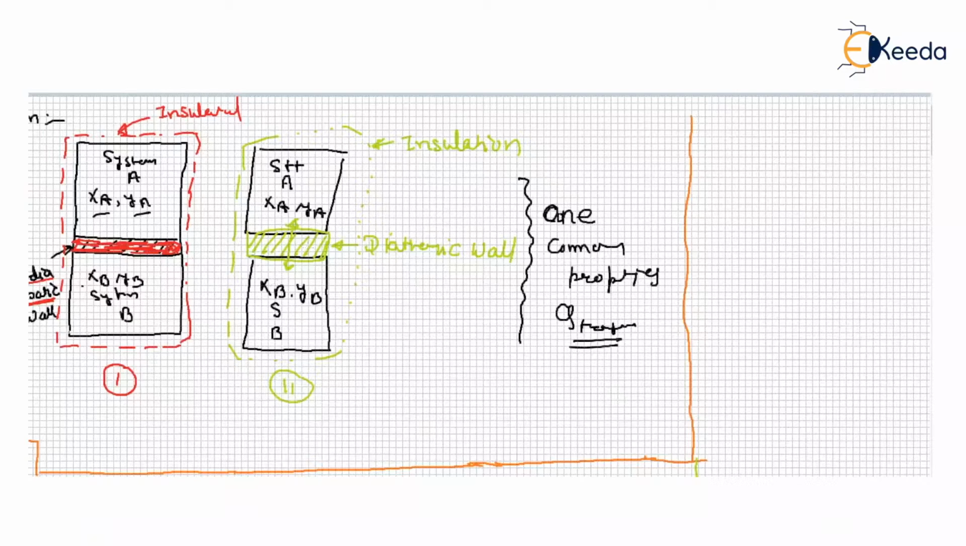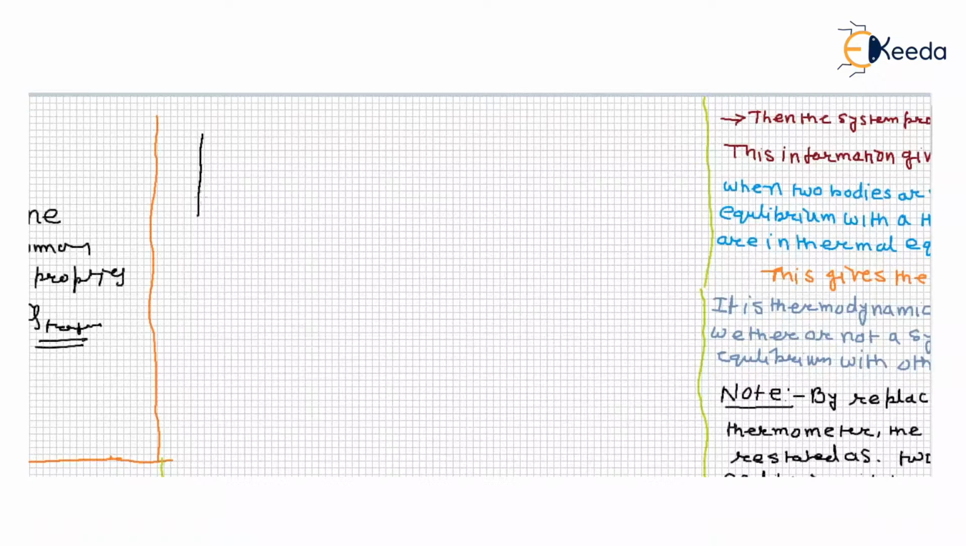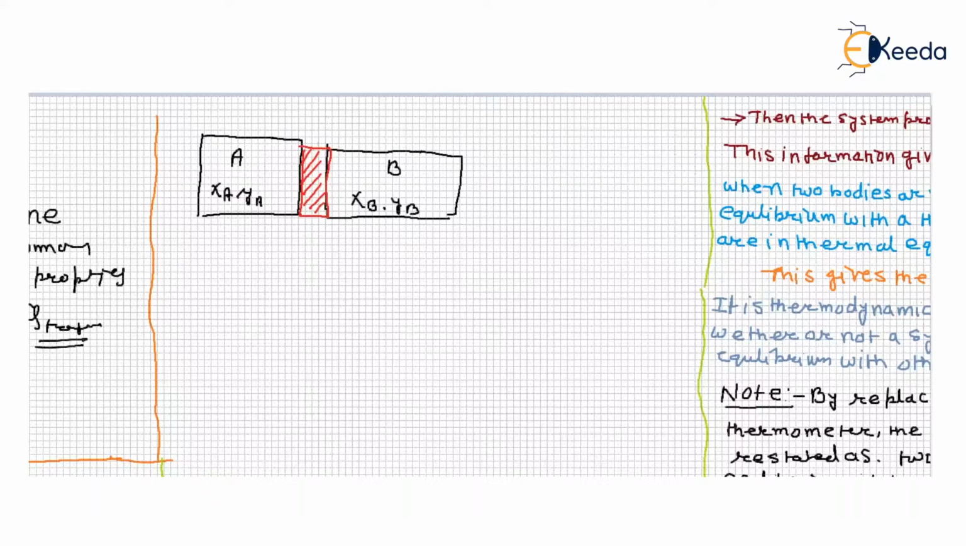And the next experiment is like this. This is our system A of a property XA, YA, and this is our system B of a property XB and YB, and these two are in contact with an adiabatic wall, right?